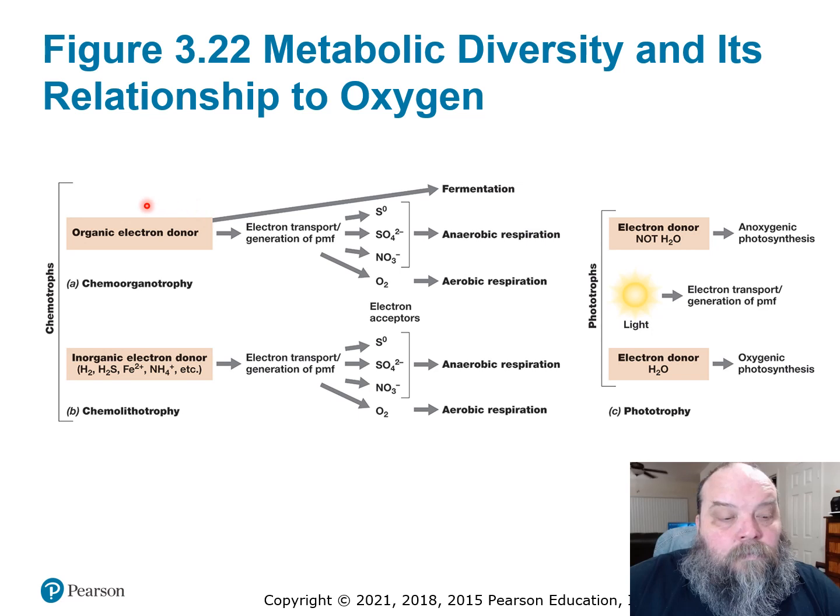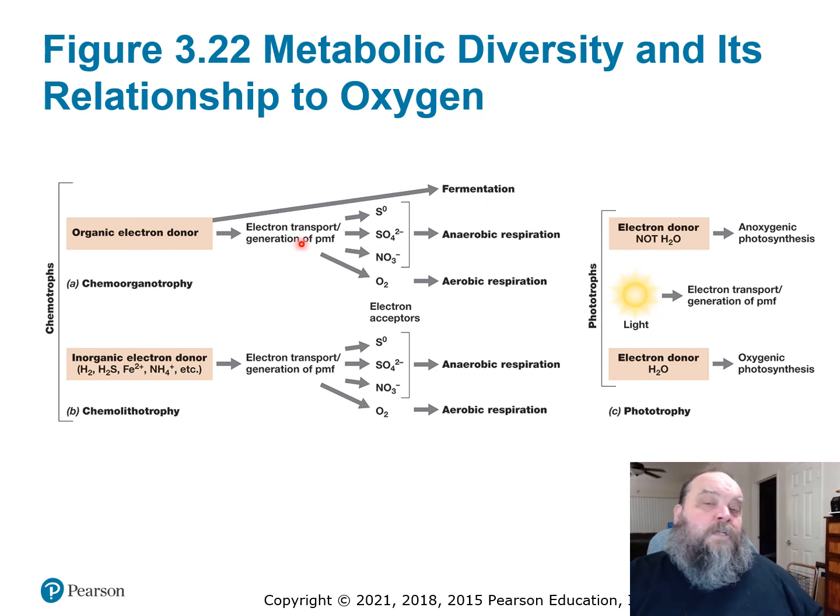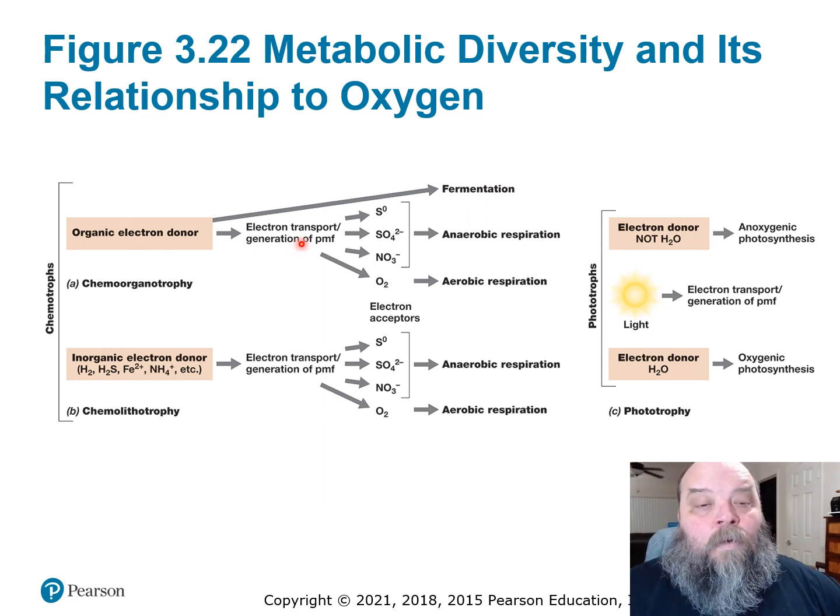So, chemoorganotroph, chemolithotroph. Organic, inorganic. Organic, but no electron acceptor needed because all you're doing is glycolysis. That's what fermentation is. If you're going to do the electron transport chain of cellular respiration, what's your final electron acceptor? A sulfur-containing compound or a nitrogen-containing compound? Then you're an anaerobic respirer. If it's going to be oxygen, you're aerobic.